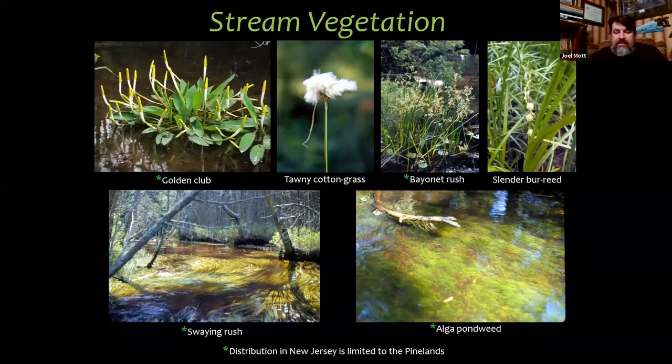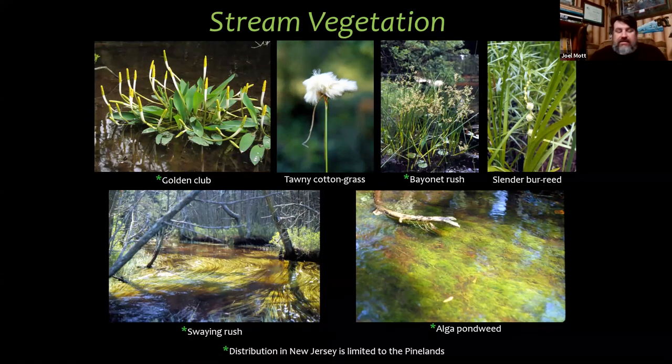Some of our stream plants, golden club will start to bloom really soon. If you're ever around Atsion, the whole north side of Atsion Lake is loaded with this golden club. This is another one of those species that's only gonna tolerate a low pH. This is cotton grass. I see these in a lot of savannas, but along stream beds. There's a whole bunch of different types of reeds and grasses.